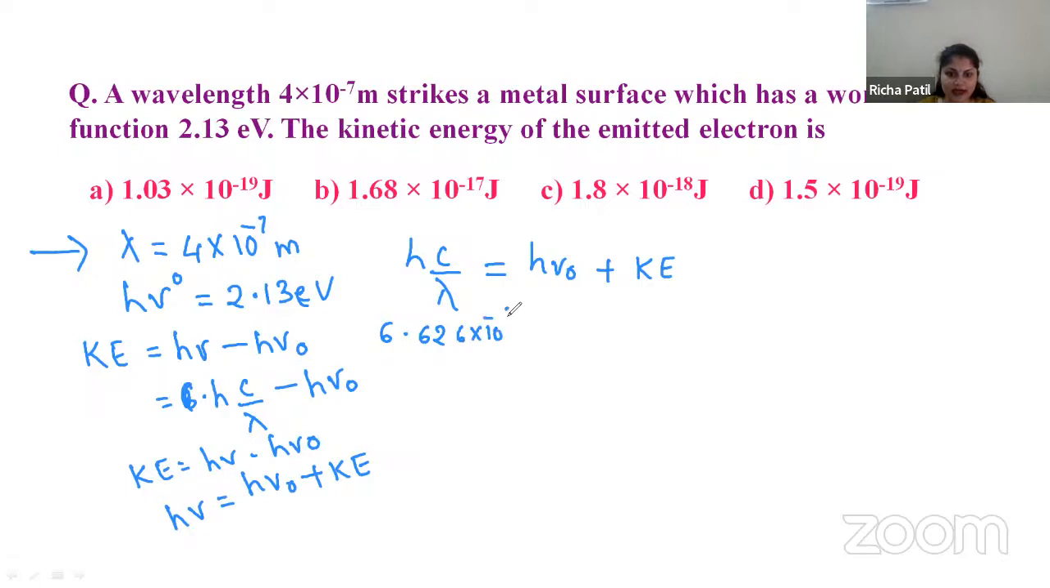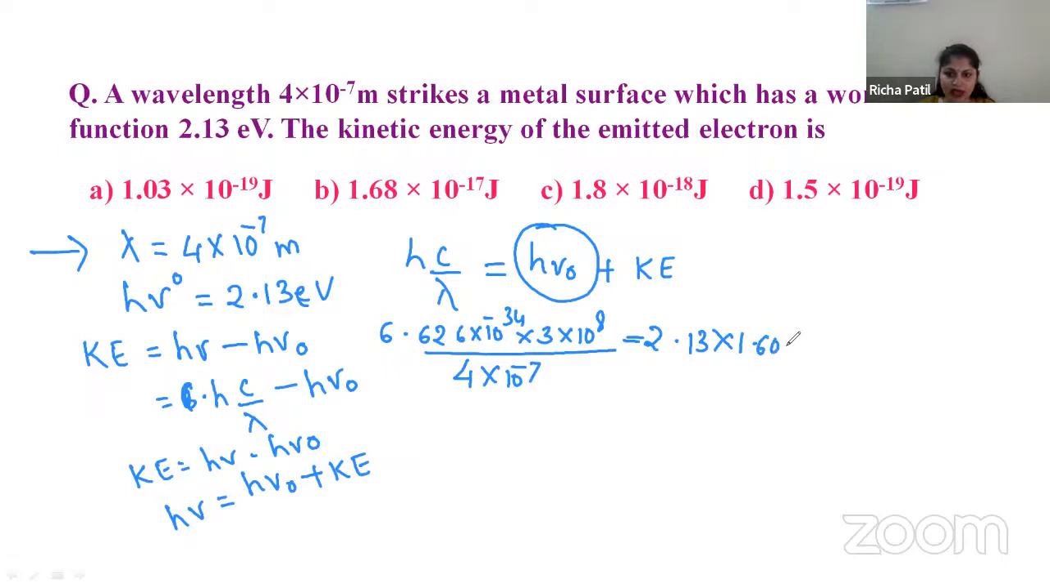So it is 6.626 into 10 raised to minus 34 into 3 into 10 raised to 8 divided by the value of lambda, which is 4 into 10 raised to minus 7, is equal to h mu naught. What is the h mu naught value? It is the work function. What is the work function? It is 2.13. You have to multiply it by the electron charge, that is 1.609 into 10 raised to minus 19, plus kinetic energy. Now, from this equation, you solve and find out the kinetic energy.